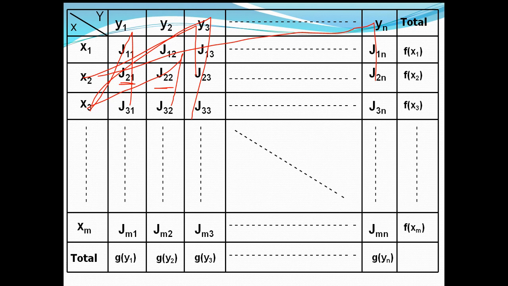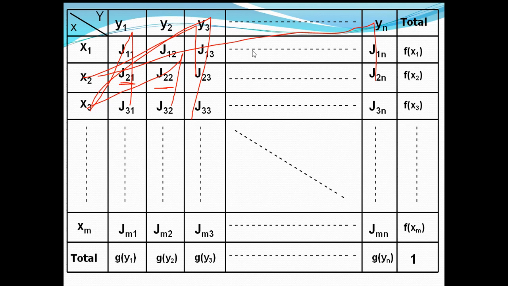Now here I take a total. Here you can see this is a total and this is a total. How can we obtain this total? This sum we can obtain by adding row-wise, and this sum we can obtain by adding column-wise.